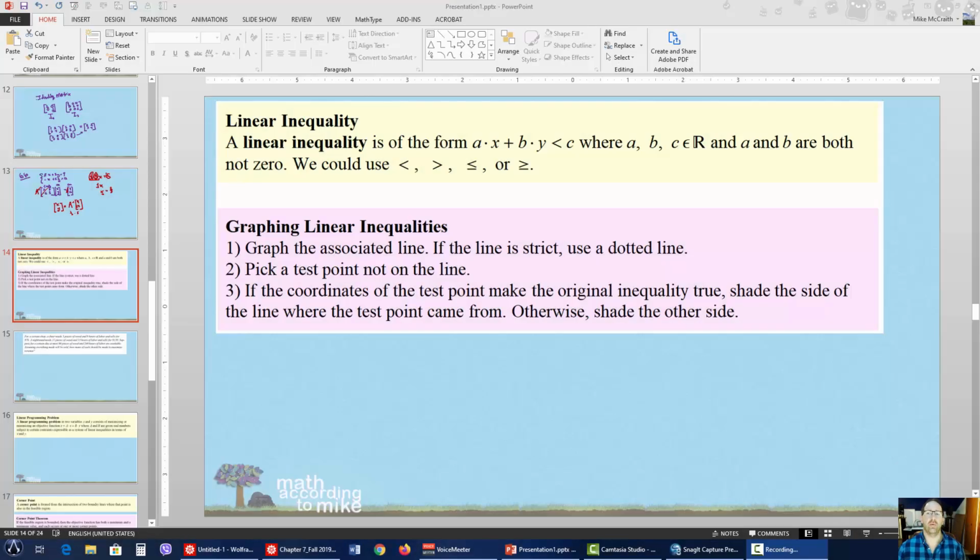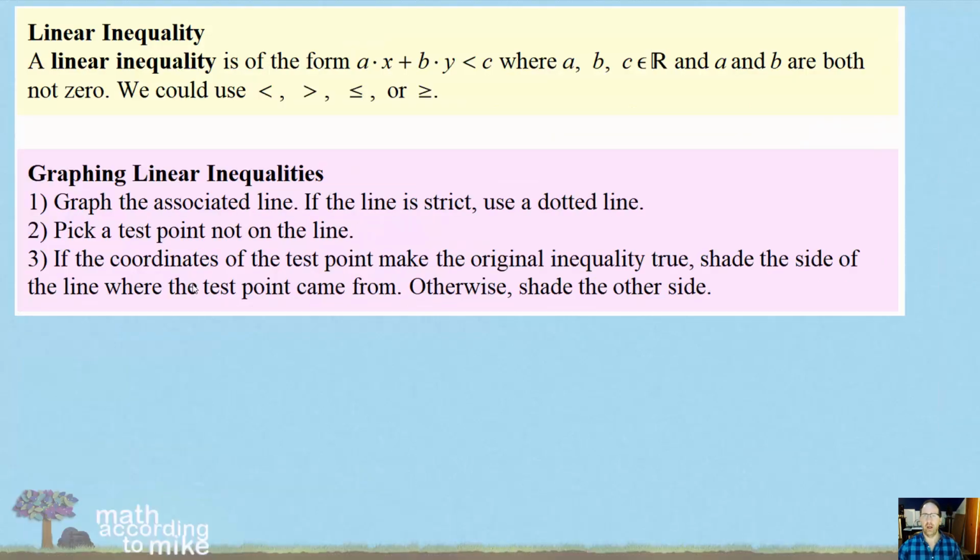Hello! In this video, we're going to talk about section 7.1. 7.1 is graphing linear inequalities in two variables. Let's begin. We start off with a definition of what a linear inequality is. You might already know this from previous work.